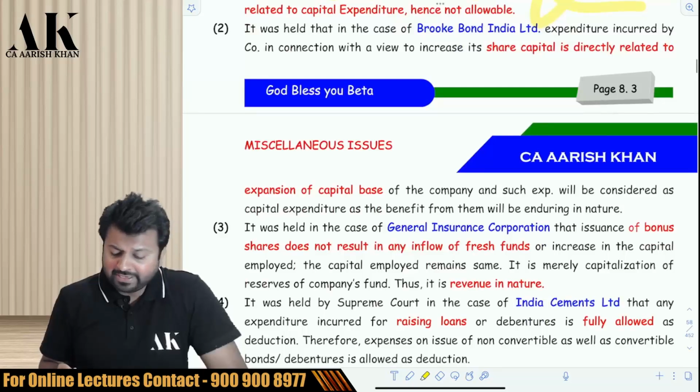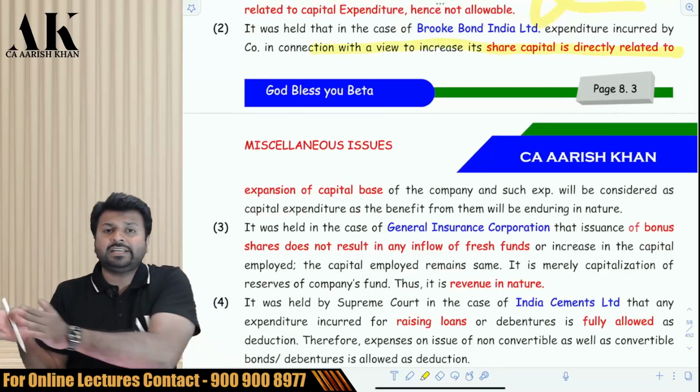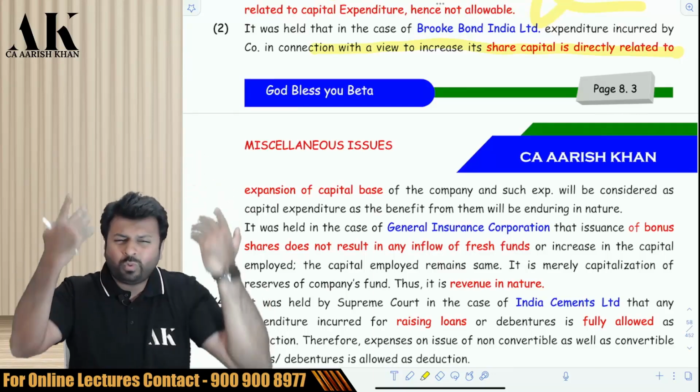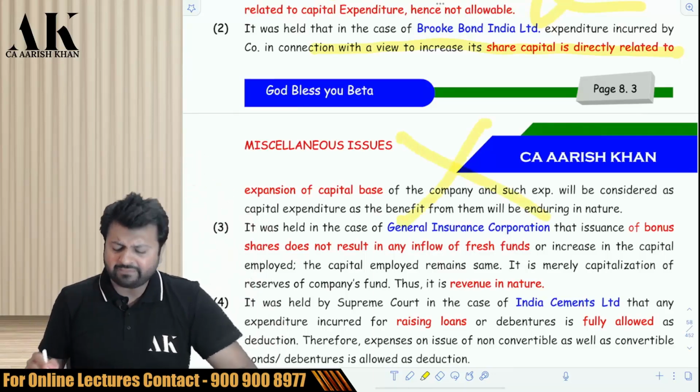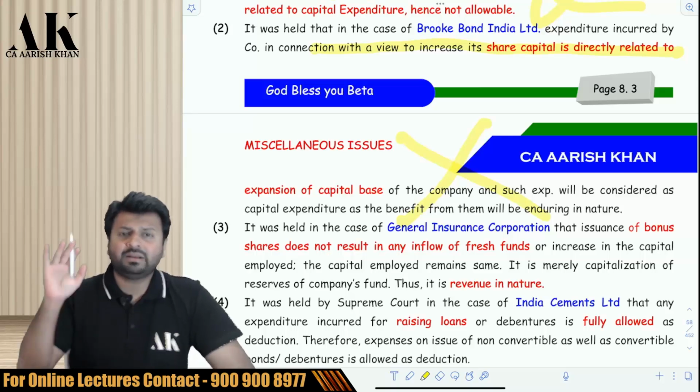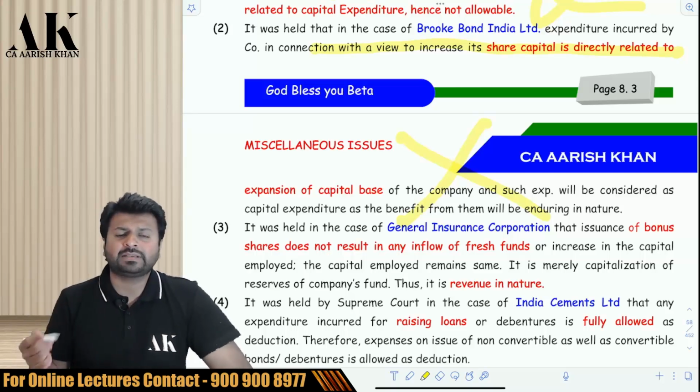Second, Brooke Bond. The expenditure was incurred with a view to increase share capital. Therefore, the intention of the assessee is to increase the share capital of the business. Once the share capital of the business is increased, it can never be reduced. Till the time the company is existing, it cannot be reduced. Therefore, the expenditure is capex, it shall not be allowed as deduction.